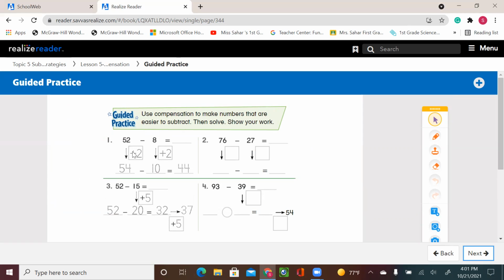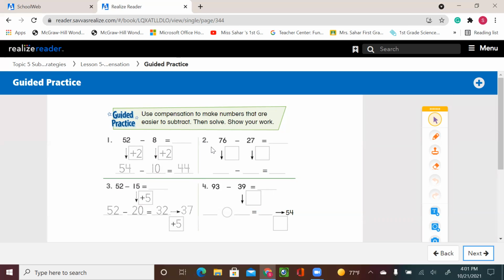So what we're gonna do, we're gonna add 2 to the first addend, so 52 becomes 54, and we're gonna add 2 to the second addend, so the second addend is 10. 2 plus 8 equals 10, and 2 plus 52 equals 54. Now, since I made a 10 for one of my addends, it's easy for me to subtract. So now 54 minus 10 equals 44. All right.